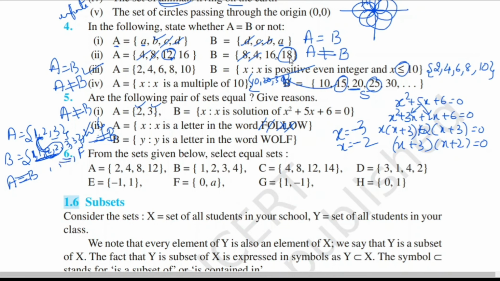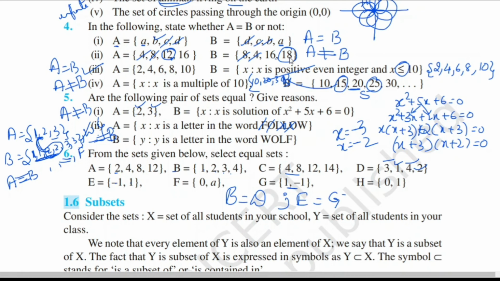Okay, sixth question. From the sets given below, select equal sets. Again find out the equal ones. We first check A here: no, we don't have any equal. For B, yes, we have 1, 2, 3, 4. So we have B equal to D. Then for C, do we have anywhere equal? No. For E, we have minus 1, 1, and 1, minus 1. So we have E equal to G. Any order is okay.